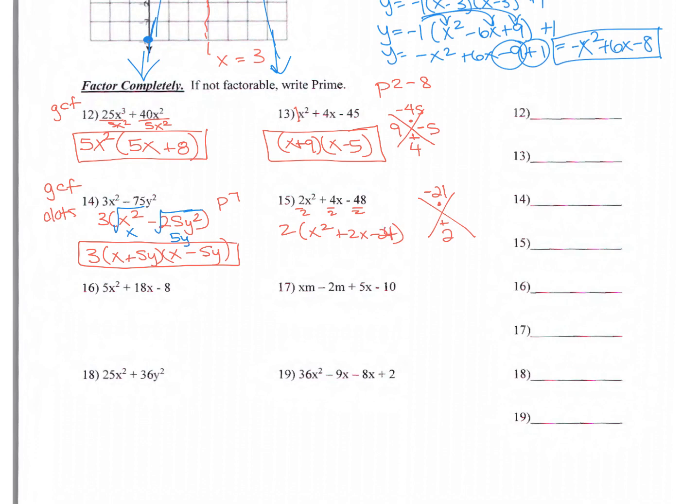24. 48 divided by 2 is a 24. Maybe I just couldn't read my own writing. Let me erase that, make it a little bit neater. That's a 24.